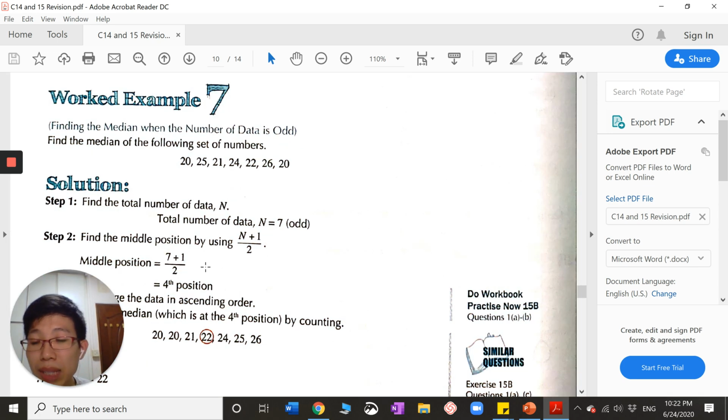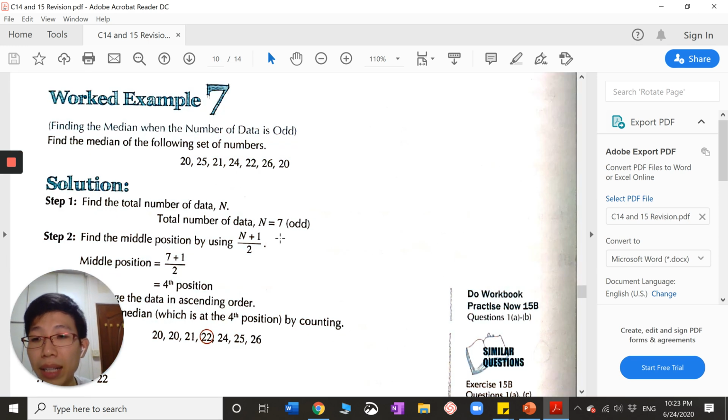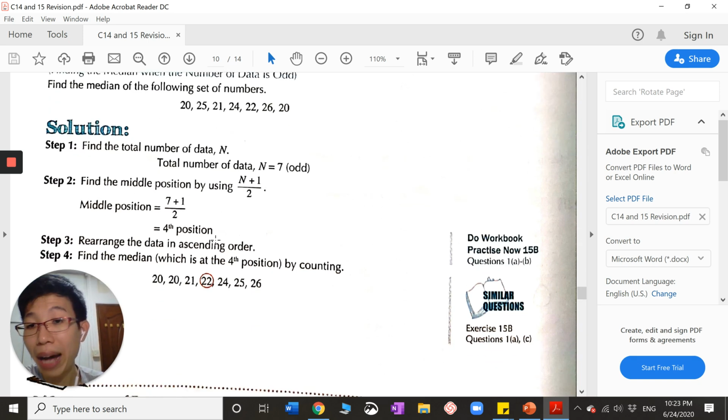So why do we need to use this formula? It's because when the total number of data is too many, we can use this formula to help us calculate. For example, in this case, the data is just 7 data, so it's still quite easy to count. That's why we can just use our eyes to observe which one is the middle value. After that, when you find the middle value, you can arrange them in order. Normally I will arrange first, count the number of data, then find out the position of the median and find the median.